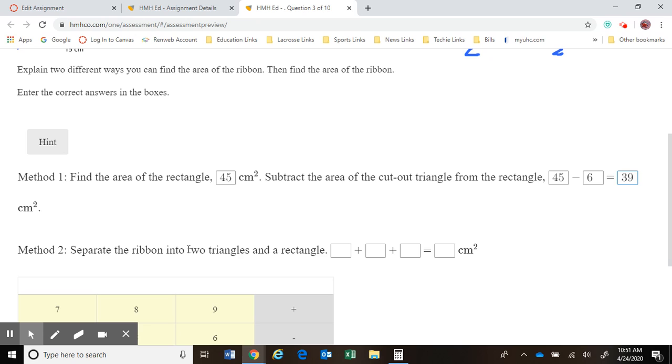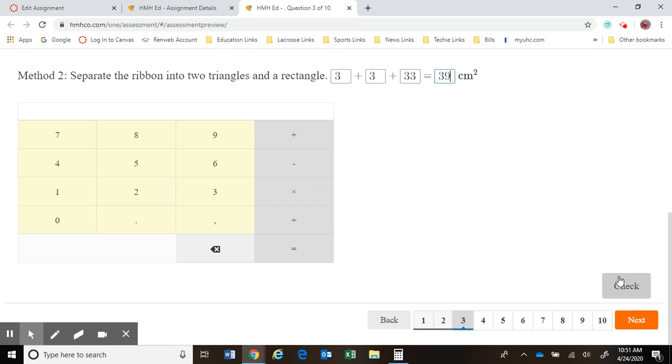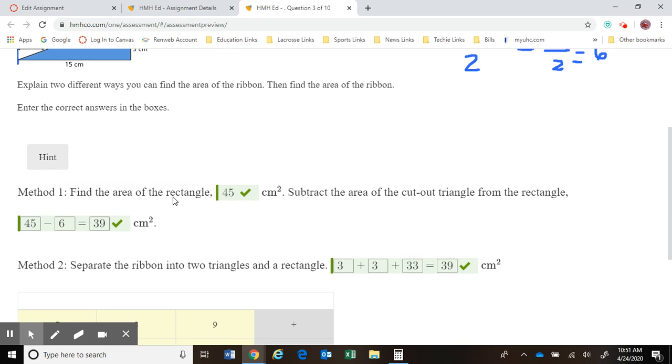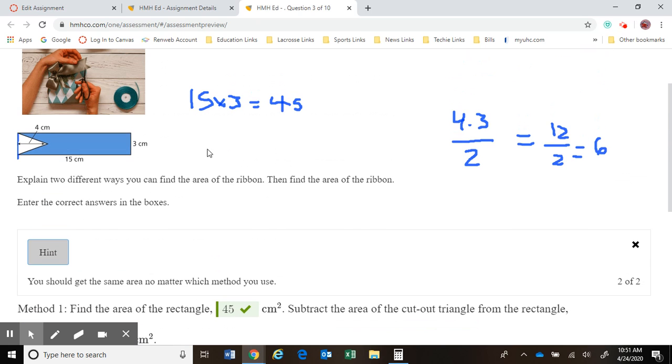Now, what's the other way I could do this? I could separate the shape into a couple of different triangles here, right? I could separate it into two triangles and a rectangle, and my triangles would be 3 and 3, and another triangle that's 33. And if I added those all up, I would get 39. So either way it would work. I think method 1 to me makes more sense. And of course, you can look at the hint.